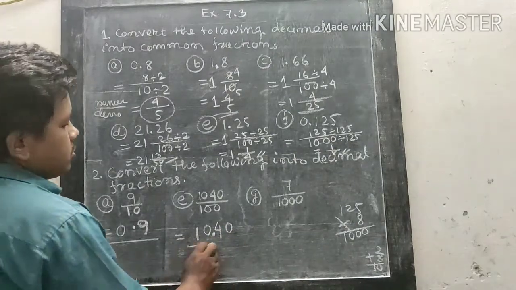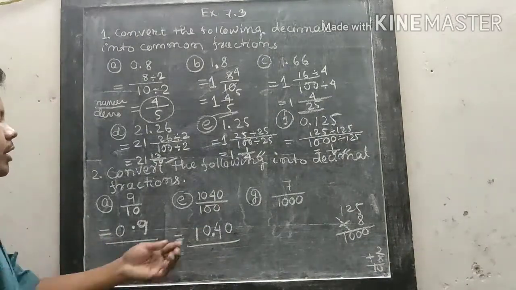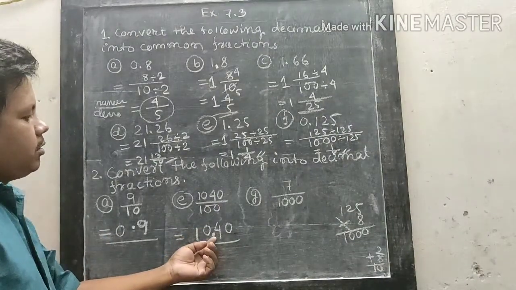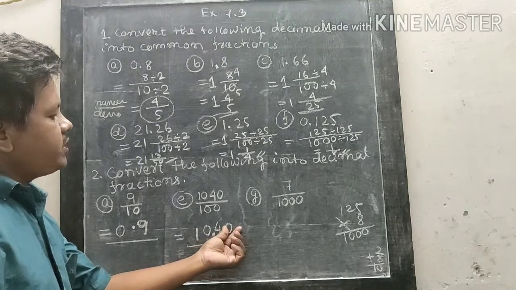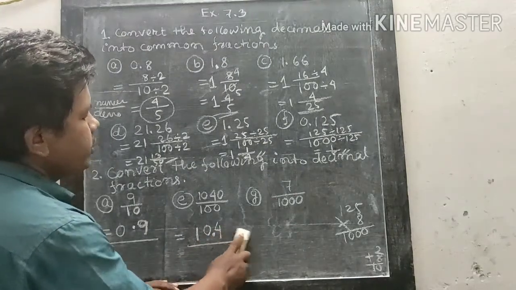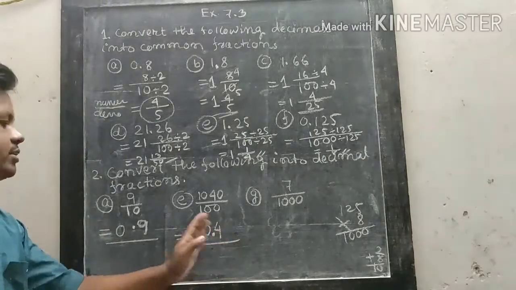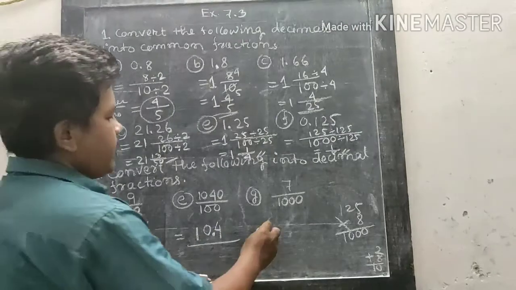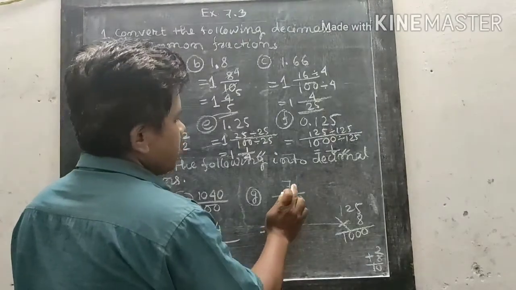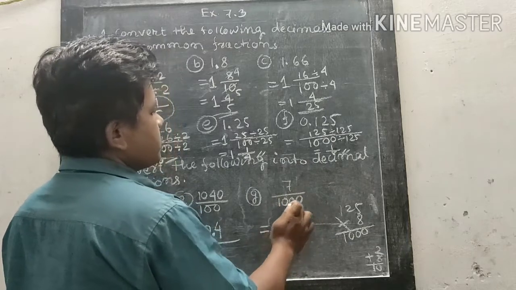We shall count the number of zeros at the denominator. Here at the extreme right we have seen 0 is there. This 0 has no meaning, so we can erase it. Here also the numerator is 7 and the denominator is 1000.